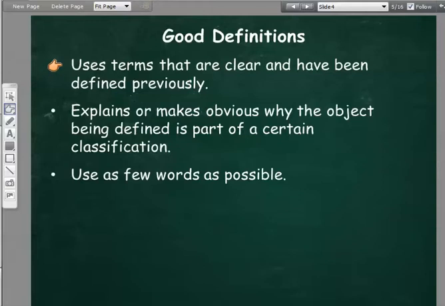Good definitions. What makes a good definition? It uses terms that are clear and have been defined previously. It explains or makes obvious why the object being defined is part of a certain classification, and uses as few words as possible.